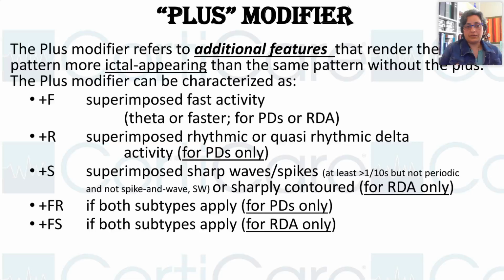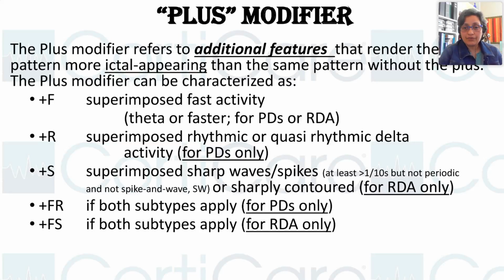The plus modifiers. There are a total of 5 plus modifiers. 2 are only for PDs, 2 are only for rhythmic delta activity, and there is only 1 pattern that goes with both PDs and RDA. So a total of 5 plus modifiers: 2 for PDs, 2 for RDA, 1 that goes for both. The one that goes for both is plus F.